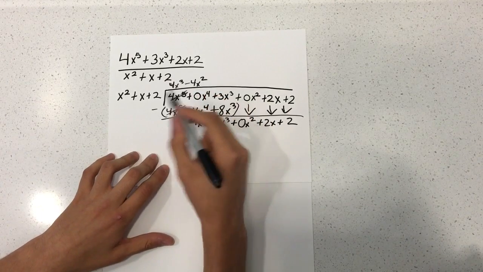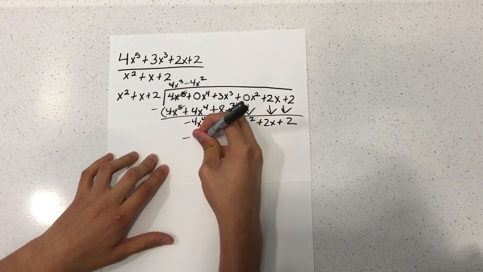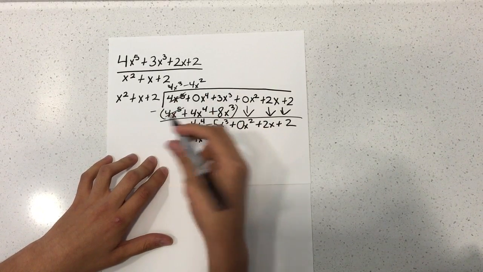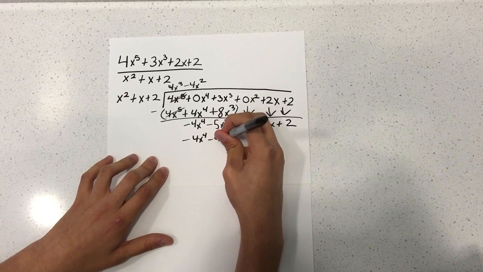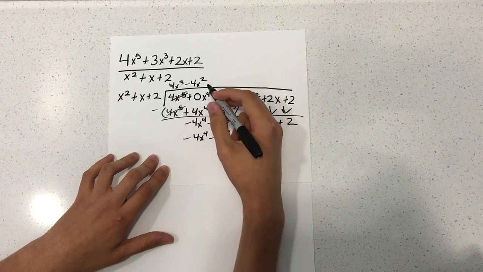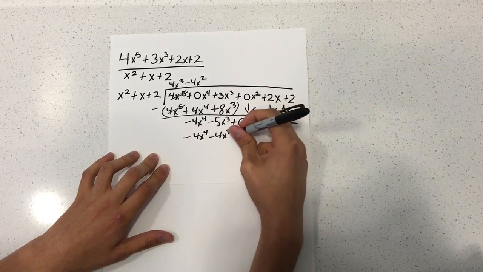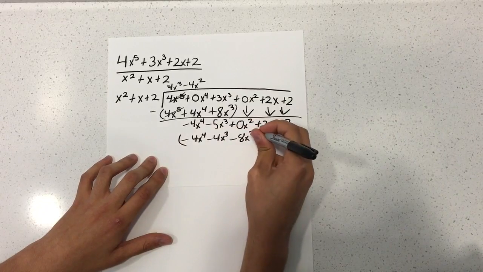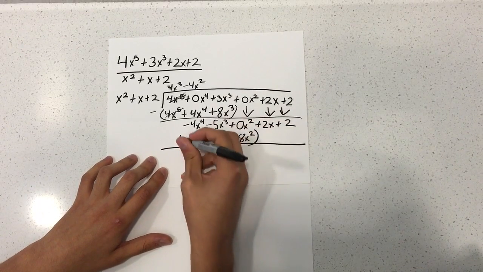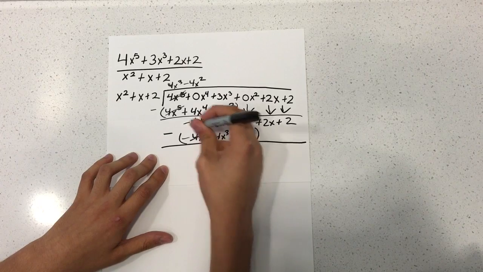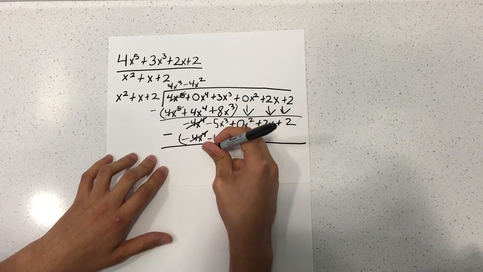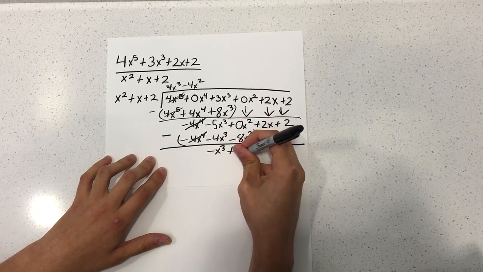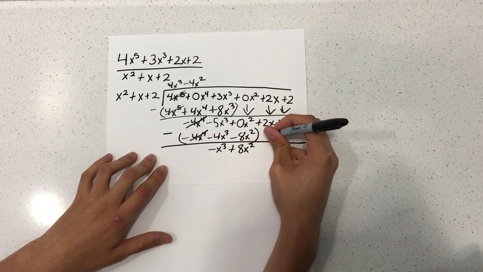Negative 4x^2 times x^2 gives us negative 4x^4. Negative 4x^2 times x gives us negative 4x^3. Negative 4x^2 times 2 gives us negative 8x^2. We look at the same three terms and we subtract. These two cancel out. This becomes negative x^3. This becomes positive 8x^2, and we bring down the rest of the terms.